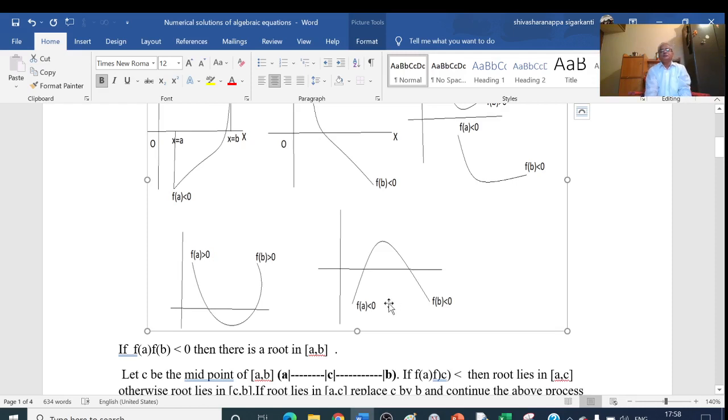So that means here, if f of a into f of b is less than 0, then definitely there is a root in the interval (a, b). If f of a into f of b is greater than 0, then there is no guarantee that there is a root in (a, b). That is, there may not be a root or there are multiple roots. Okay. Now, suppose f of a into f of b is less than 0, we try to find out the root of the equation by the bisection method.